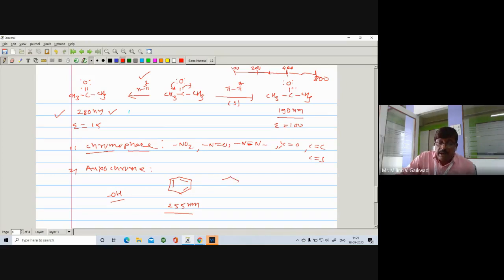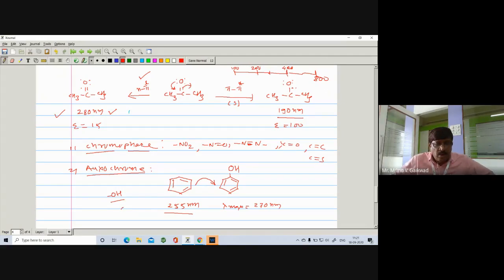But suppose you attach OH to the chromophore, here is the pi bond, here is the pi bond, here is the pi bond. If you attach OH to the chromophore, then the lambda max gets increased. The lambda max gets increased to 270 nanometer. 270 nanometer means there is an increase in the lambda max. So the group which, when attached to the chromophore, increases the lambda max, that functional group is called an auxochrome.